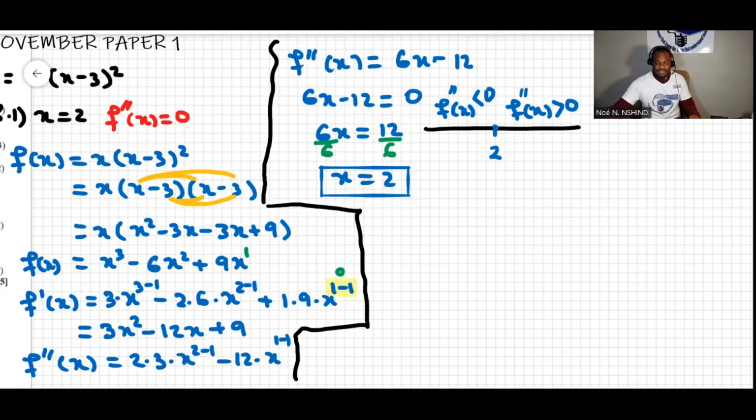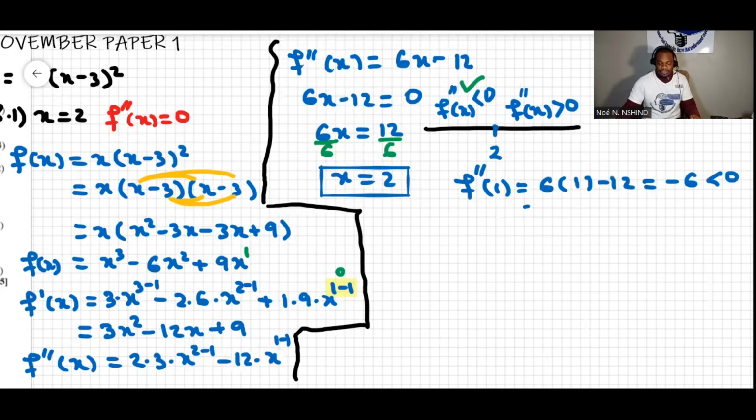On the left of 2, I can pick any number like 1, for instance. If you check with me, the second derivative of 1 will be 6 times 1 minus 12, which is negative 6, and negative 6 is less than 0. This is true. We can also check on the right-hand side, I can take 3. The second derivative of 3 is 6 times 3 minus 12, which is 18 minus 12 is 6, and 6 is more than 0, it's positive. This is also true, proven.